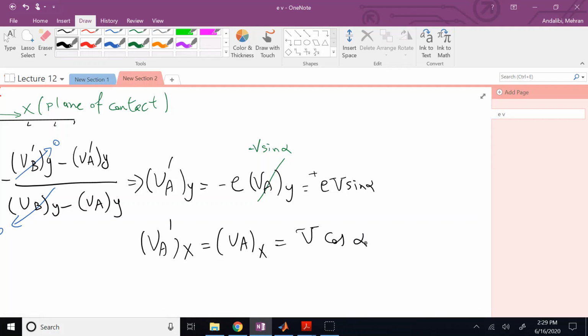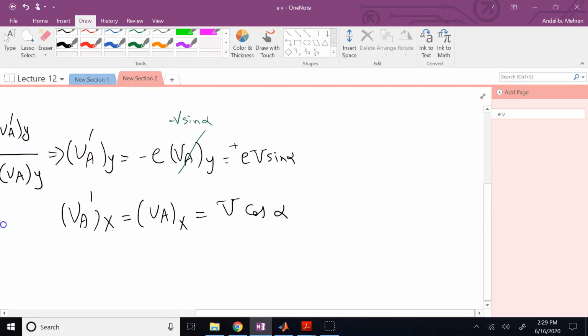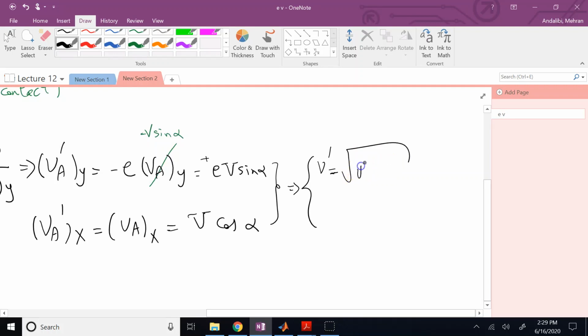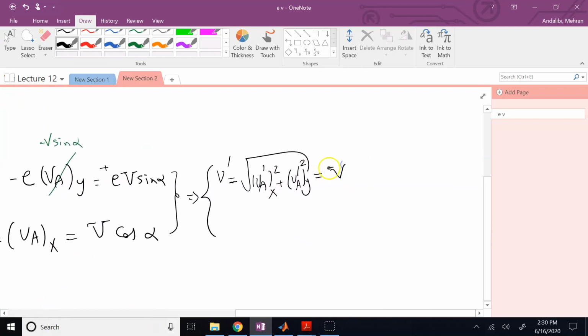Right? So here, you see that I could find my X and Y component of the projectile right after the impact. And if I want to find from these two the magnitude and the angle of VB prime, all I need is to use what? The magnitude formula and the angle formula. So this is going to be square root of V prime X squared plus V prime Y squared, which is going to be V times square root of cosine squared alpha plus E squared sine squared alpha.